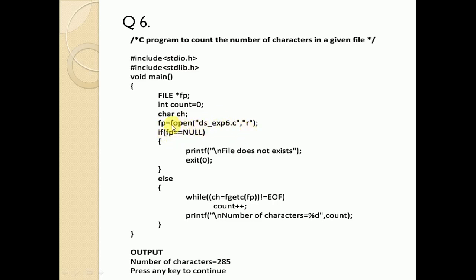Then after opening the file, we are checking whether it contains data or not. If it does not contain any contents, then it will print file does not exist. Else, while ch is not equal to EOF, we are reading and counting the characters, and then printing in a printf statement the number of characters, percentage d, count. So in that file, the number of characters is 285.